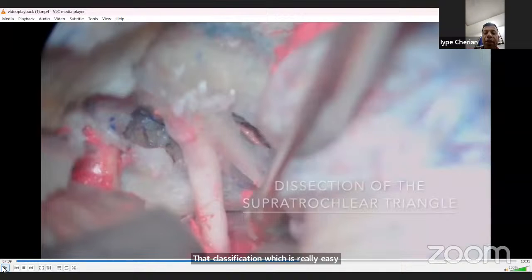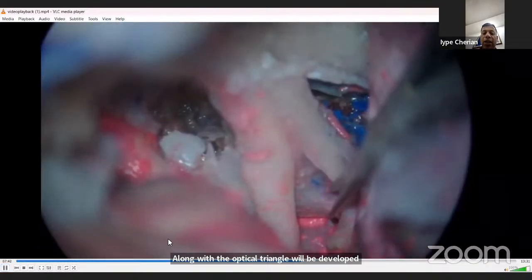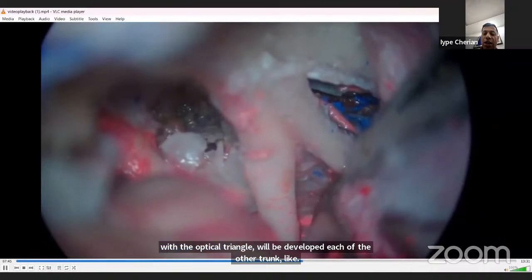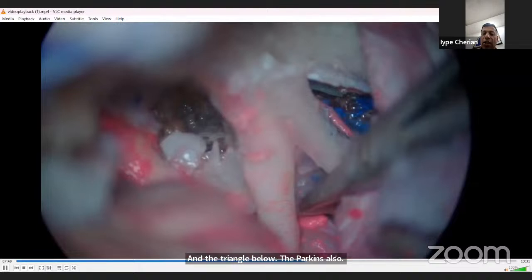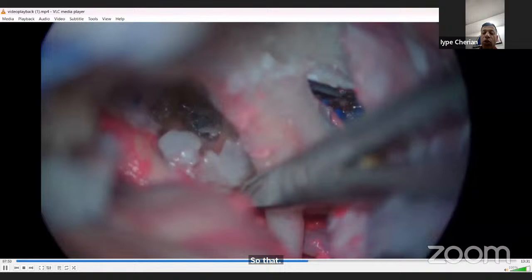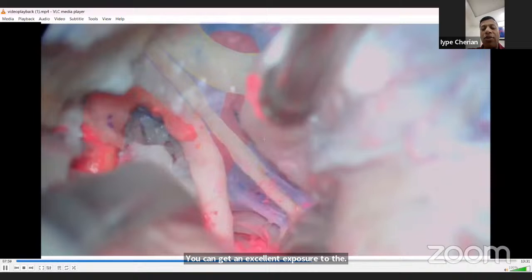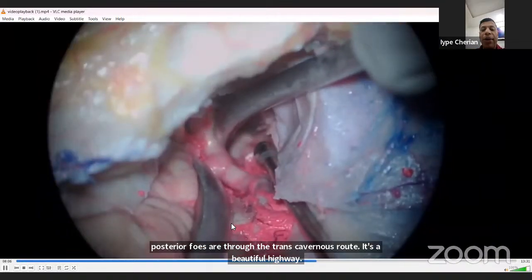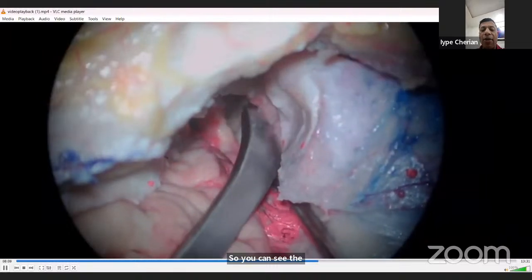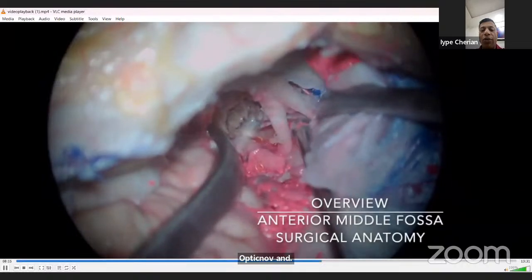Now we develop, along with the opticocarotid triangle, each of the other triangles like Parkinson's and the triangle below the Parkinson's also, so that you can get an excellent exposure to the posterior fossa through the transcavernous route. It's a beautiful highway. So you can see the paraclinoid ICA, optic nerve, and the pathway. This is the overview.